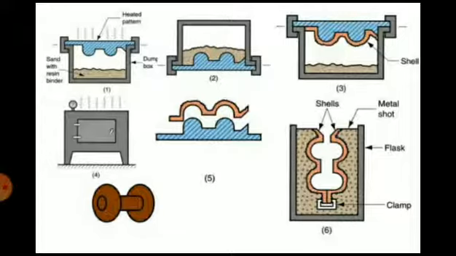Step number 5, curing the shell. The shell is heated in an oven and cured for about 1 to 3 minutes at 300 degrees Celsius to 400 degrees Celsius. Then step number 6, you can see diagram 6. The shells join together to form a mold.